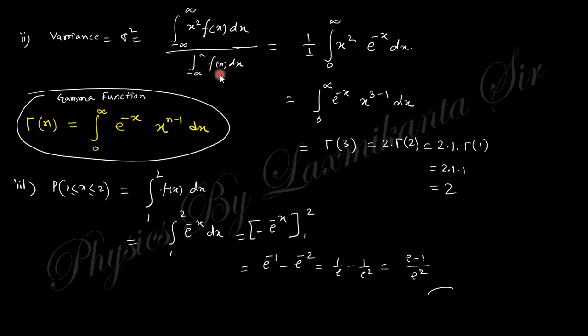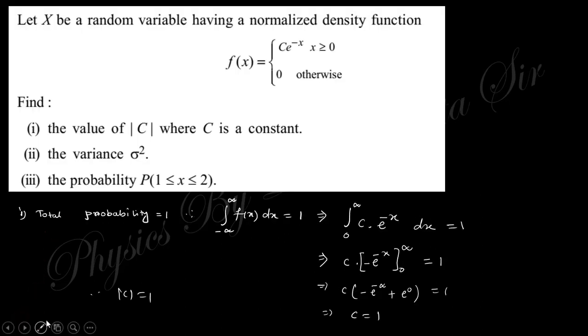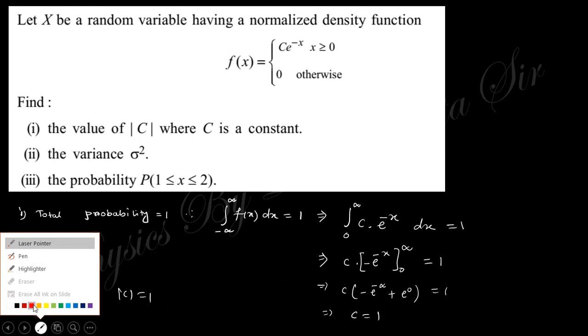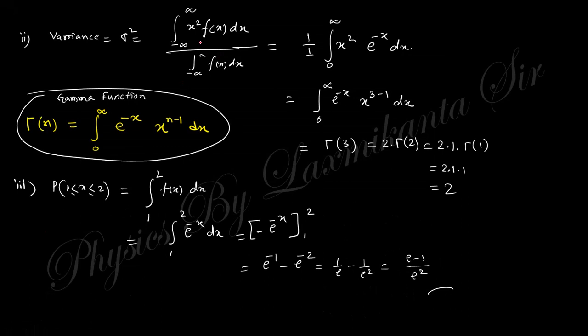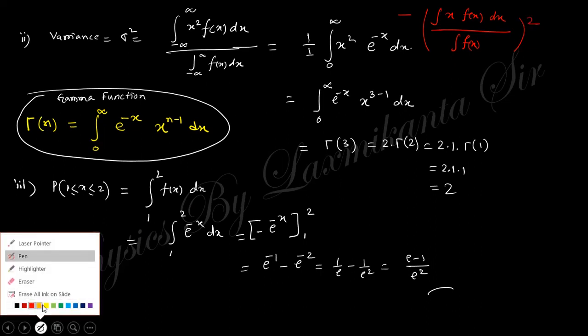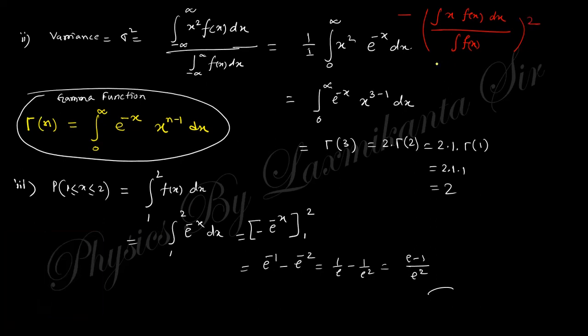I think I made some error. What is the error? Actually, the formula of variance is this minus the integral of x f of x dx by the integral of f of x, whole square. This is the formula of variance. Clear? So I think you need to solve this one also.